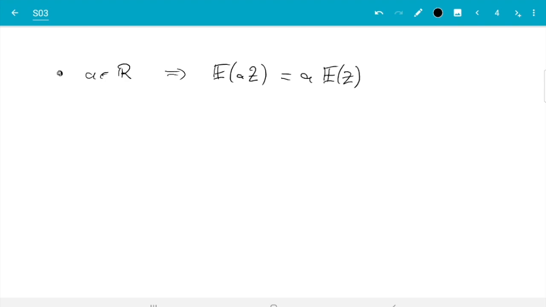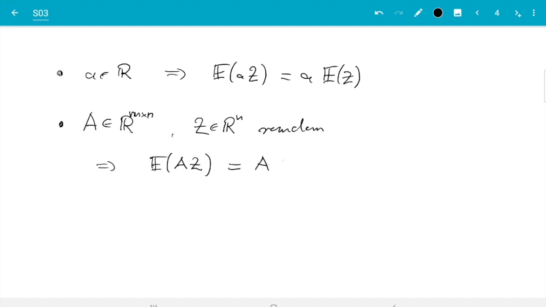Good. So that is that. And there is one slightly more interesting rule. I want to look at that in a bit more detail, namely vectors we can multiply with matrices. So if capital A is in R^(m×n) and z in R^n is random, then I'm going to show you the expectation of Az is A times the expectation of z. And with the m here, it's now an equation in R^m.